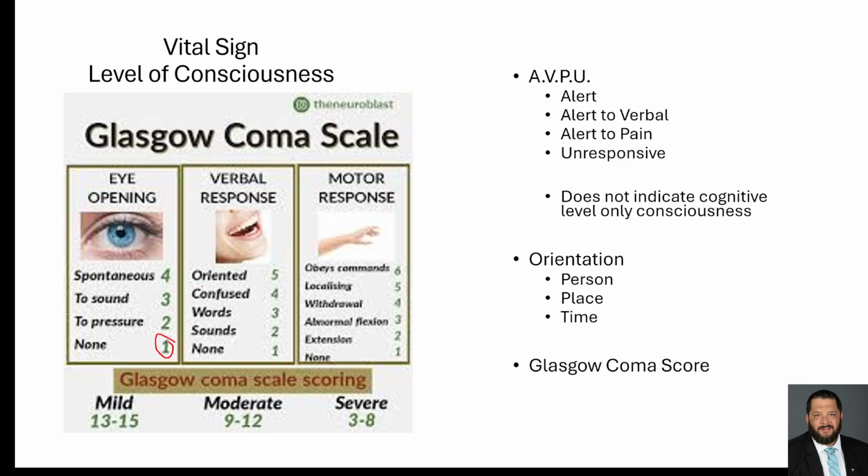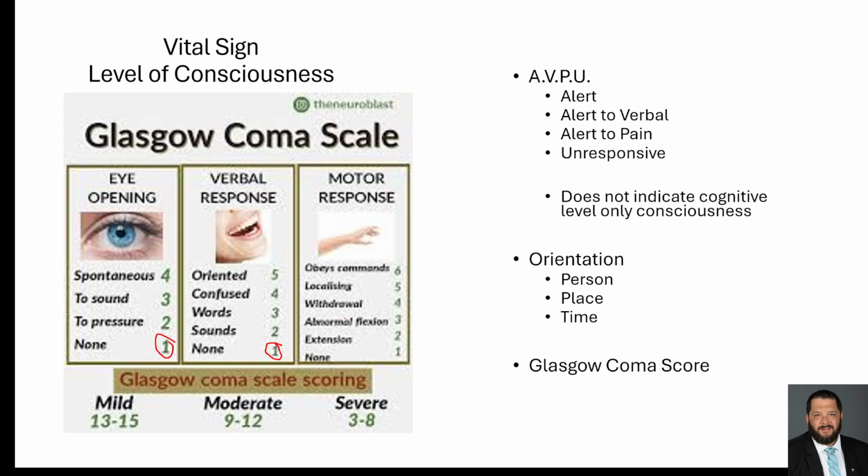Verbal response. Are they oriented when they talk to you? They would get 5 points. Confused, 4. If they're making words, but they're really not sensical words, they're not relevant to the conversation, or they're inappropriate words, they would get 3 points. If they're making incomprehensible sounds, no words, that would be 2 points. And if they're making no verbal response, they would get 1 point.